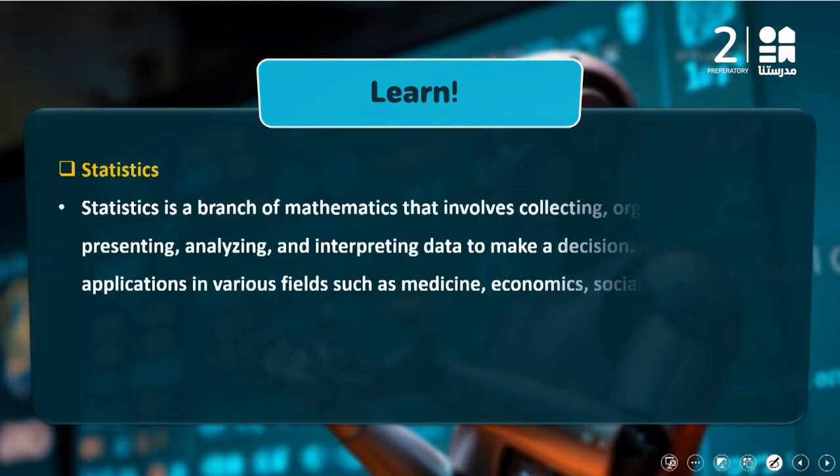What is the statistical concept? What is the meaning of statistical? We have a statistical concept. Statistics is a branch of mathematics. Again, statistics is a branch of mathematics that involves collecting, organizing, presenting, analyzing, and interpreting data to make a decision. It has applications in various fields such as medicine, economics, social science, and other examples.